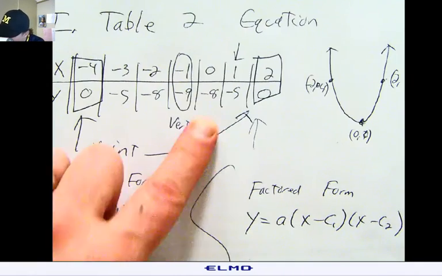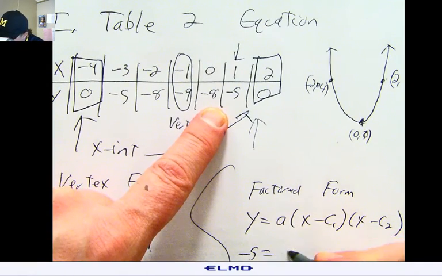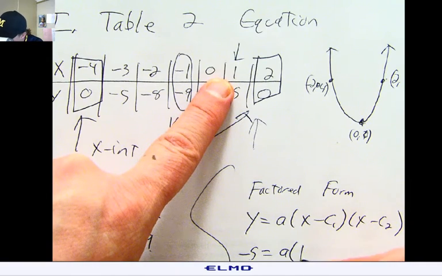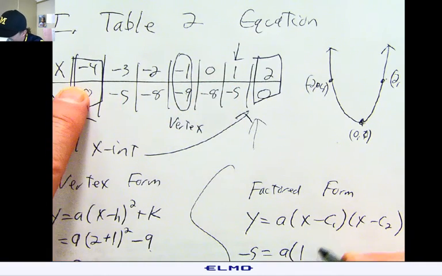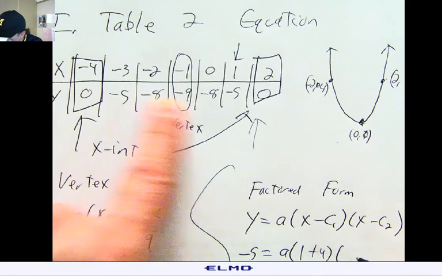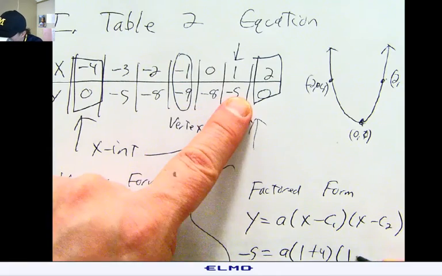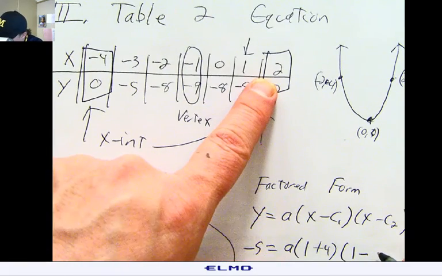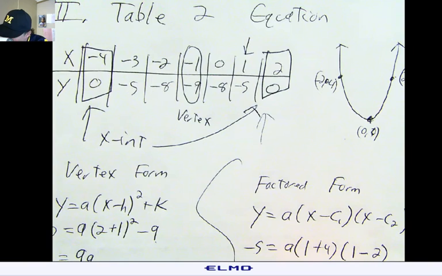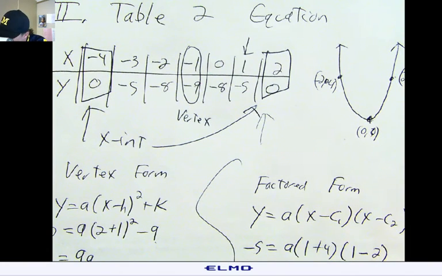So let's see. The y coordinate's negative 5 equals a. The x coordinate's 1. One of the x-intercepts is -4, so I'd put +4 here, and then x is 1, and the other x-intercept is 2. So I end up with -5 equals a times 5 times -1. So I get -5 equals -5a, and when I divide both sides by -5, I get a value of 1.